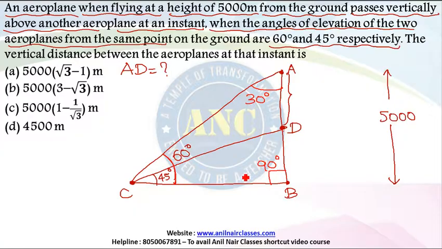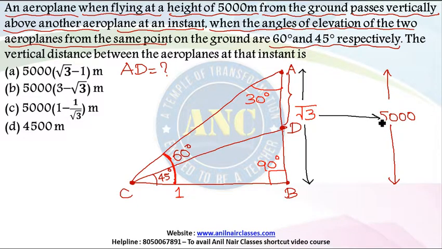So if I simplify further, opposite to 30, I will assume it as 1 unit. If opposite to 30 is 1 unit, then opposite to 60, which is nothing but AB, is root 3 units. If opposite to 30 is 1, opposite to 60 will be root 3. According to my assumption, it is root 3. But according to the question, it is 5000. This root 3 is for the entire value, sir. Please remember, opposite to 60, the entire thing is AB, right?